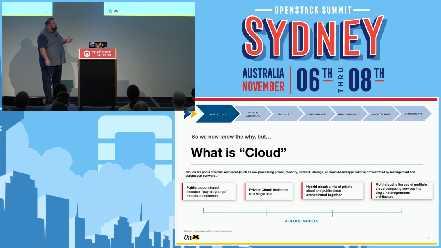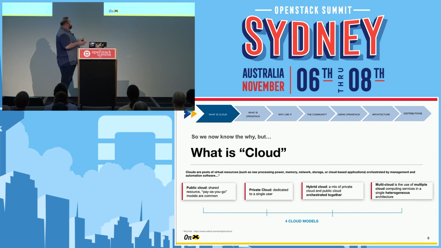What is cloud then? So if cloud computing is a self-service platform where you can get infrastructure quickly and scale it rapidly, what is this cloud we're talking about? First, we want to clear up what cloud is, right? So the best definition I heard, and this was sort of inspired by a Red Hat definition, was the clouds are pools of virtual resources like power, memory, network, storage, or applications orchestrated by management and automation software.